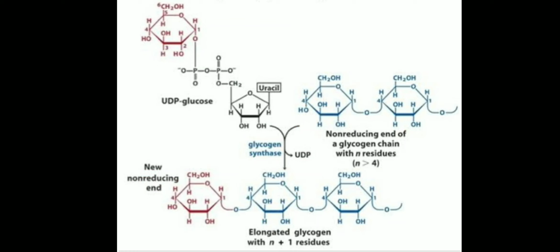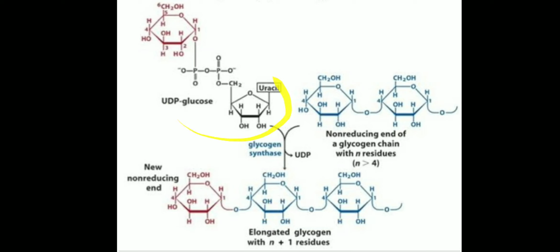Meanwhile, in the cell cytoplasm, a small sequence of glycogen chain is formed, which is known as glycogen primer, in the presence of enzyme glycogenin. The glucose molecule of the UDP glucose gets attached to this glycogen primer by the formation of glycosidic bond one by one, and this results in the elongation of the glycogen chain.